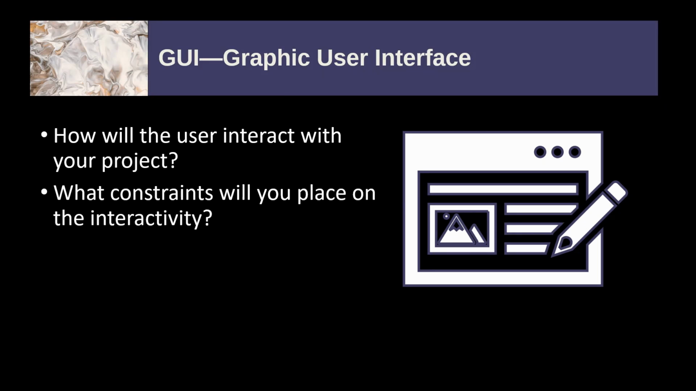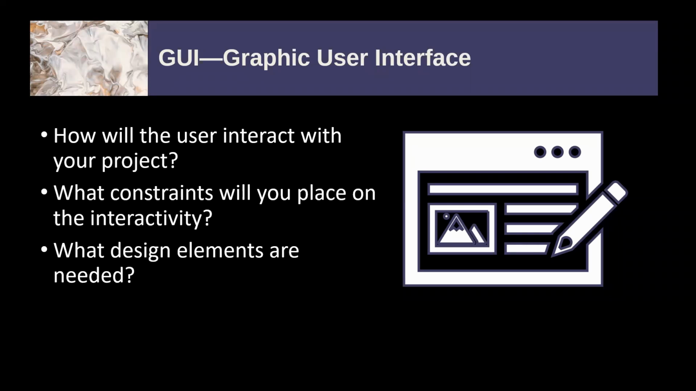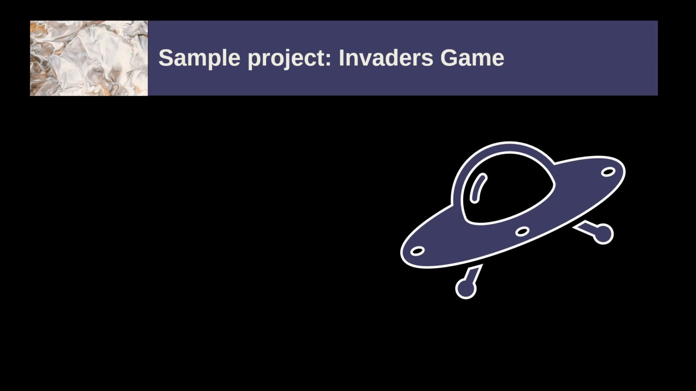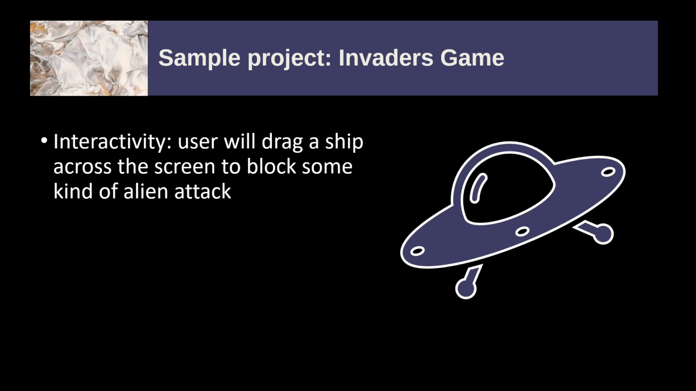In this example, I'll talk about that and explain why you might want to place some constraints, and then what design elements are needed. And again, those are going to flow from the constraints you're going to place and your goals in terms of that interactivity. And then finally, you want to figure out the inputs and the outputs that you're going to need to have in order to achieve those goals. In this case, we're going to use a sample project that is going to be a simple invaders game.